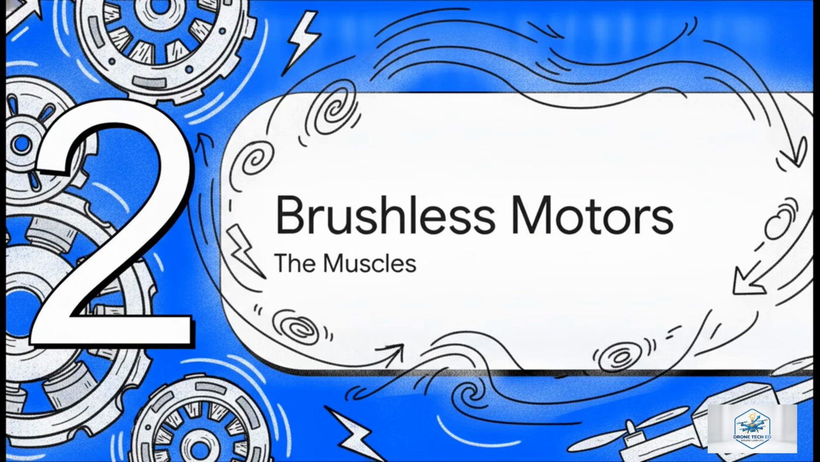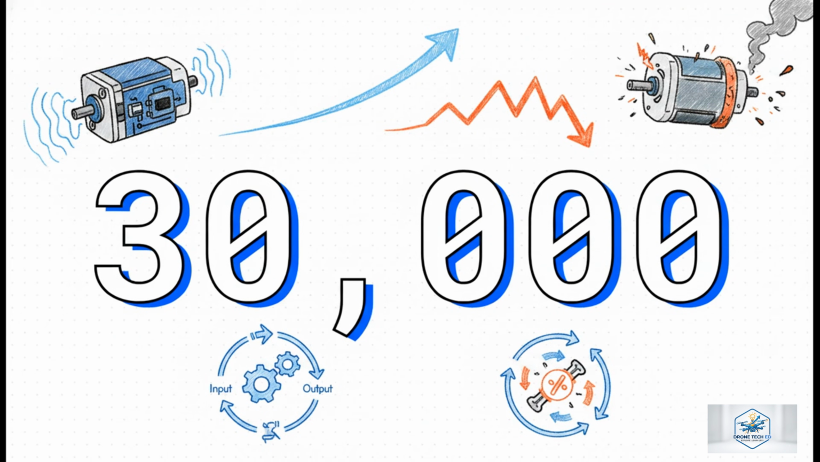Moving on to part 2, brushless motors, creating magnetic magic, the muscles. Get this. 30,000. That is the upper lifespan in hours of a modern brushless DC motor. This is our propulsion system, the mechanical muscle converting stored chemical energy right into physical thrust. Older brushed motors would literally destroy themselves through physical friction and carbon arcing, usually tapping out around 5,000 hours.